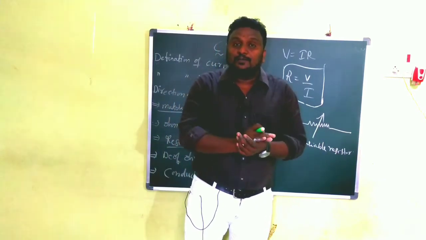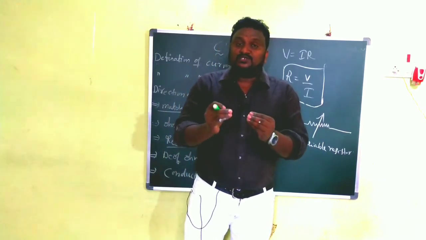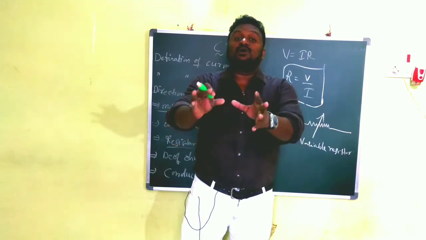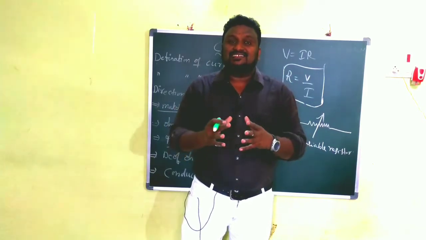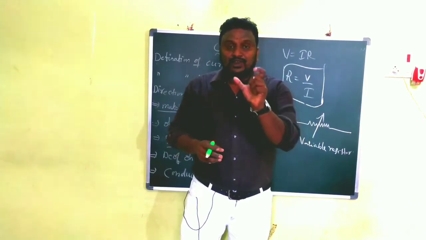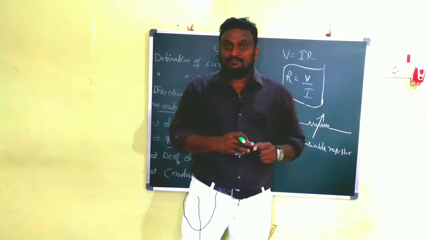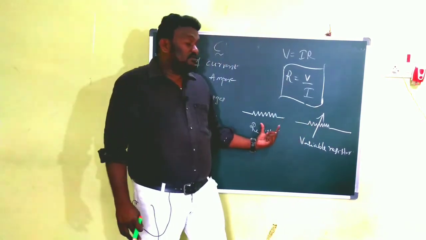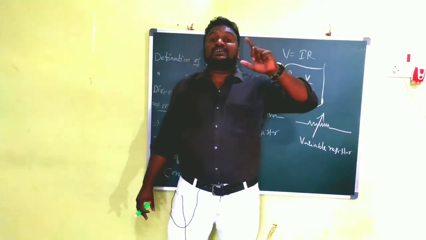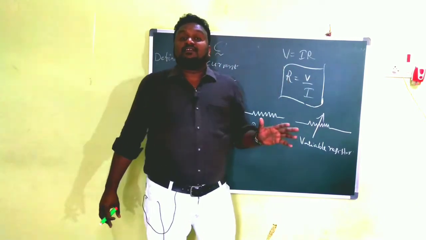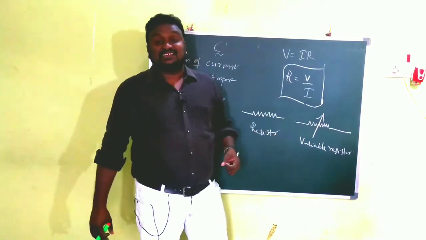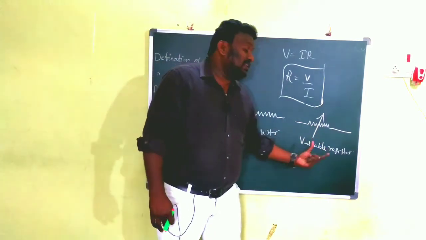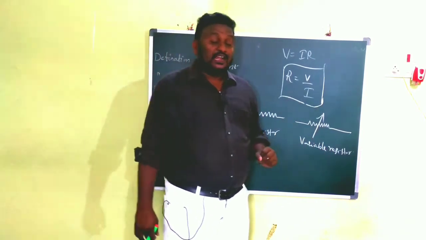Resistor means the device which does not allow the current, that should be called a resistor. In an electric bulb, the filament is the resistor. Clear? Which can oppose the current, that should be called resistor here. And this is the variable resistor. So we have to identify that.